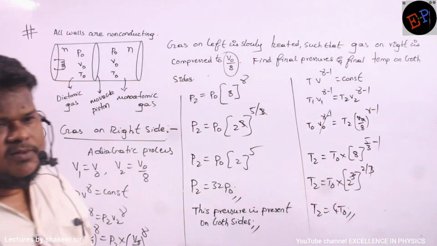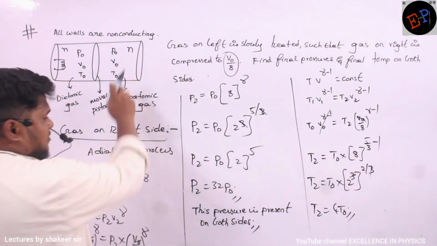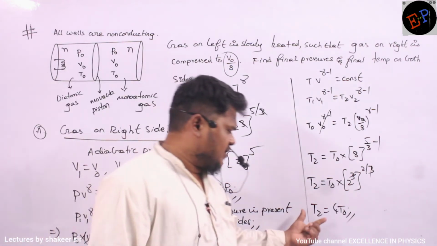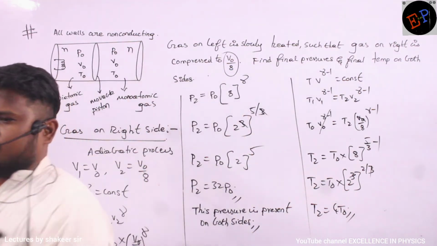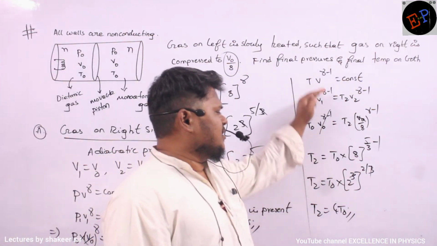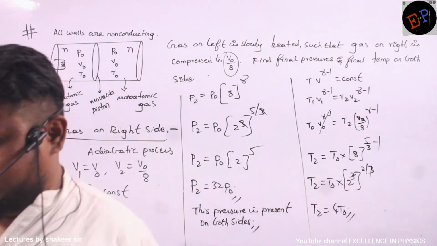So this is the final temperature on which side? On the second side, that is the right side. On the right side, the final temperature is 4 times the initial temperature. Are you able to understand how we are calculating? You should see these calculations, so make a note and analyze them afterwards.